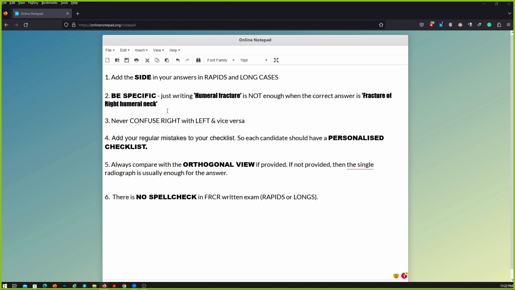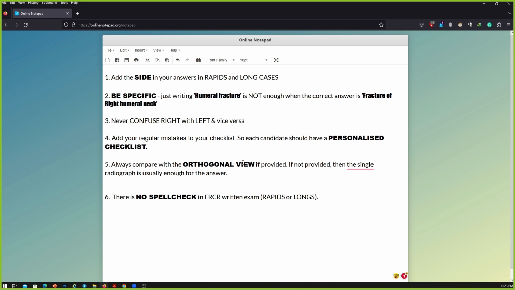So that was point number 3. Regarding the first 3 points, Dr. Mitesh, do you want to add something else? No, you are absolutely right. So you have to be specific, left and right, and specific to the part of the bone. Okay, before moving on to point 4, I'll complete 5 and 6.